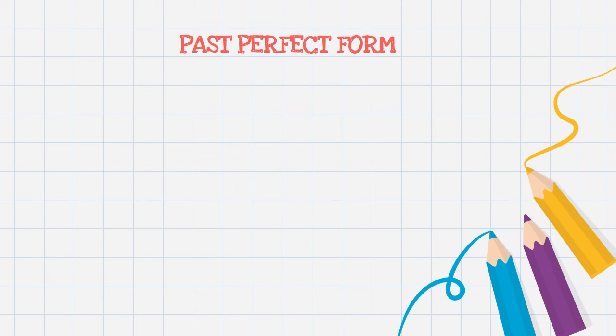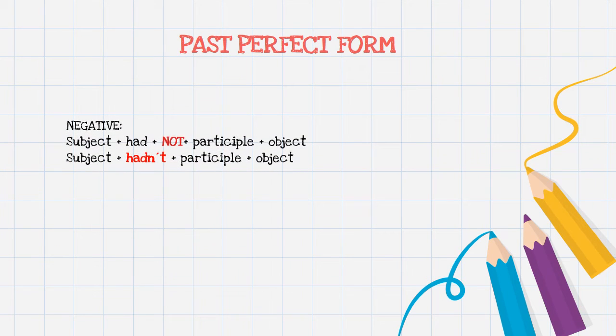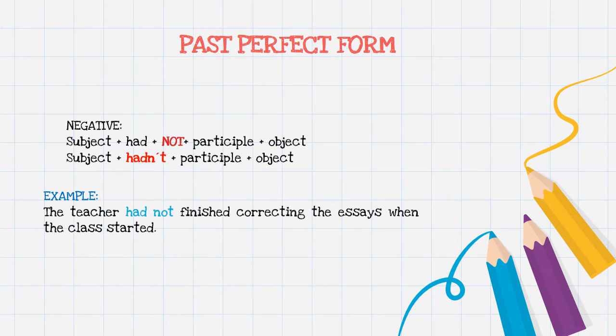Okay, so let's look at the negative form of the past perfect. In the negative form, we have the subject plus had plus not plus the past participle of the verb plus the object. If we contract had and not, we get hadn't. So one example of this is, the teacher had not finished correcting the essays when the class started.